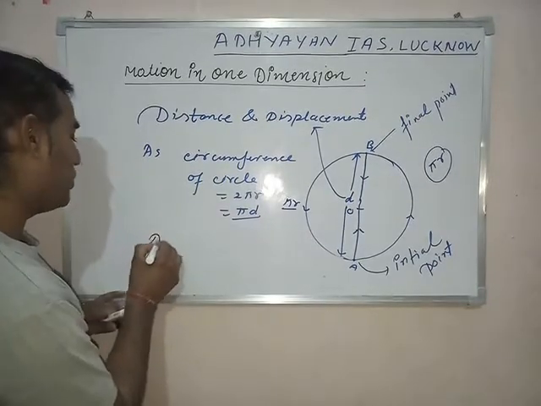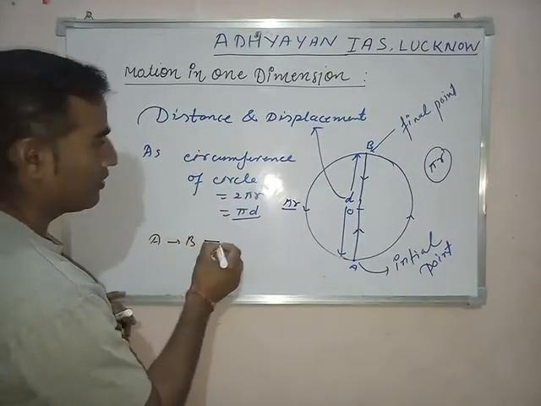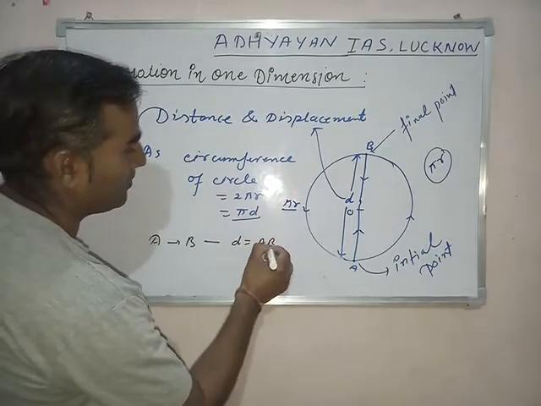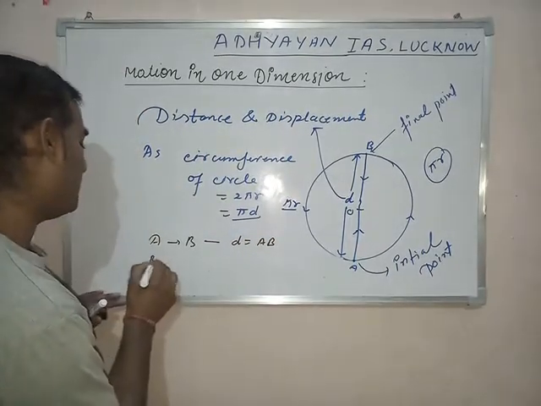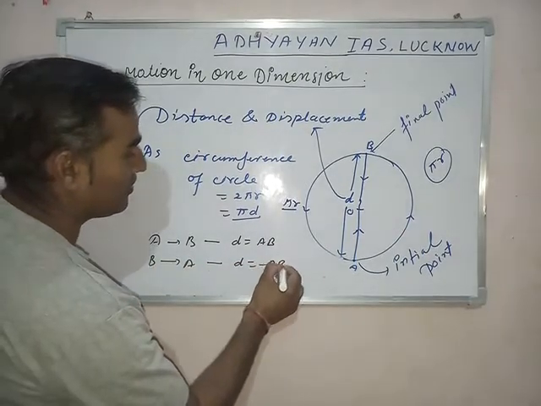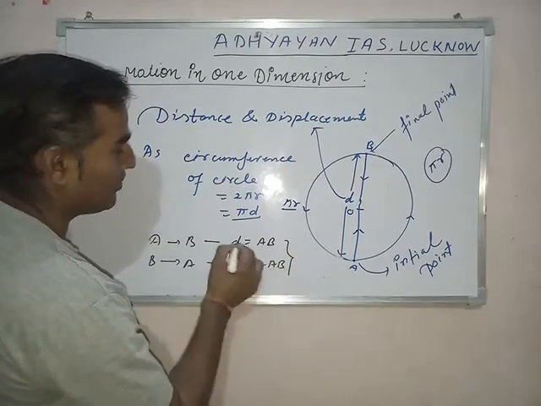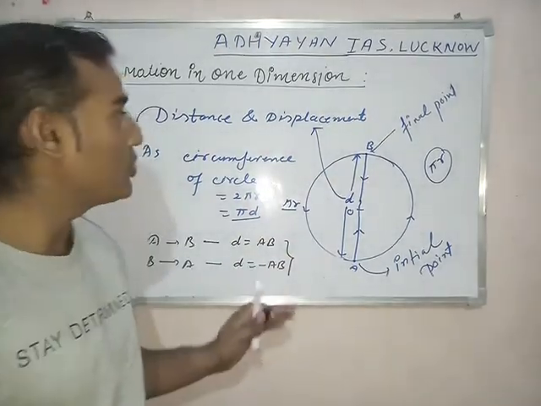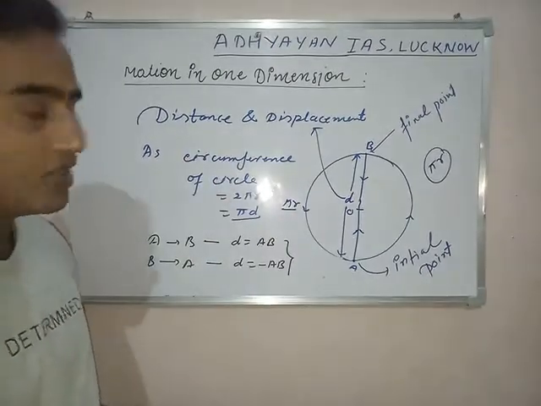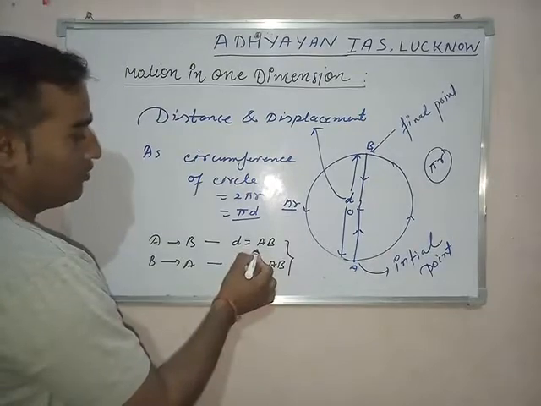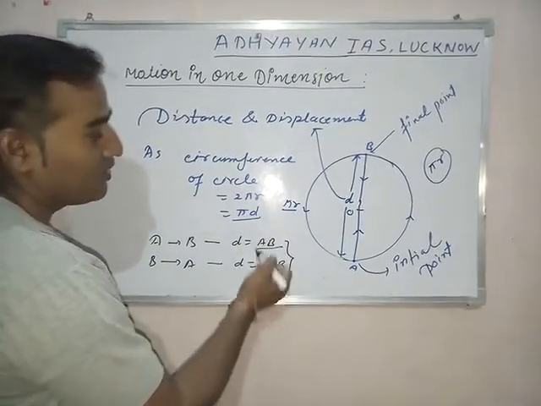If the particle goes from A to B, then displacement is equal to AB. If the particle goes from B to A, then displacement D is equal to minus AB. Magnitude is the same but directions are opposite. Here we are considering the direction due to the vector quantity. So net displacement will be 0. If we add, we get 0.